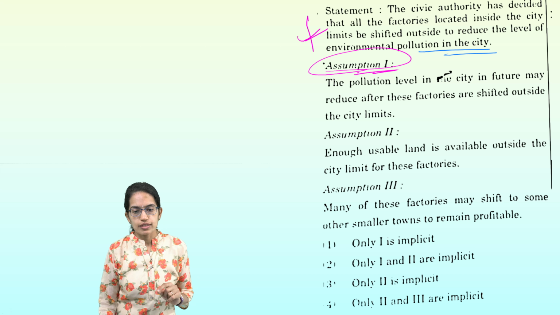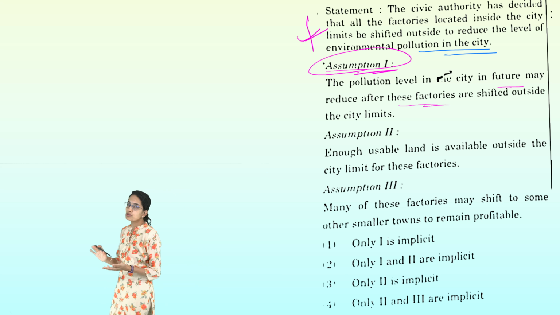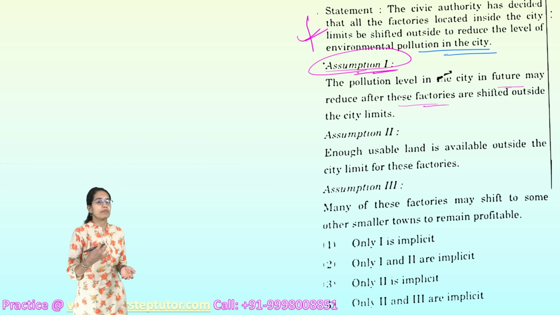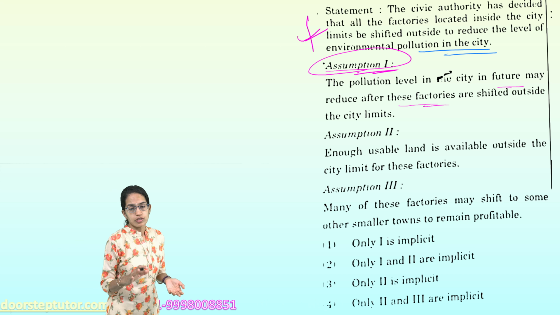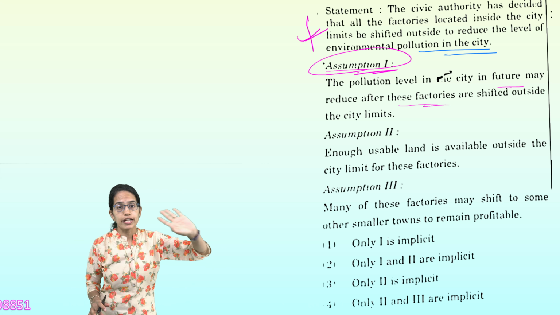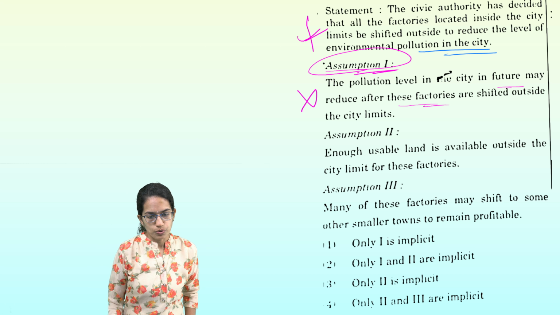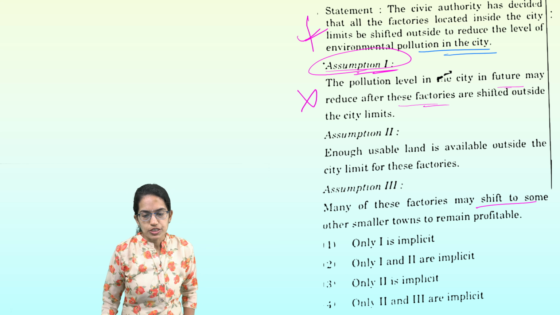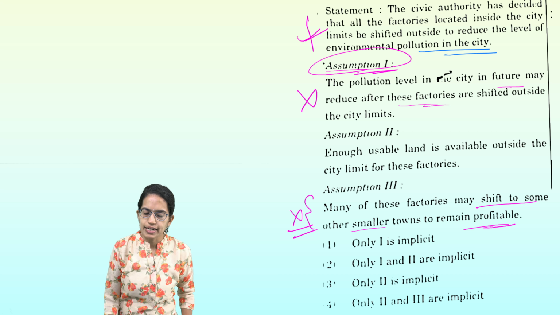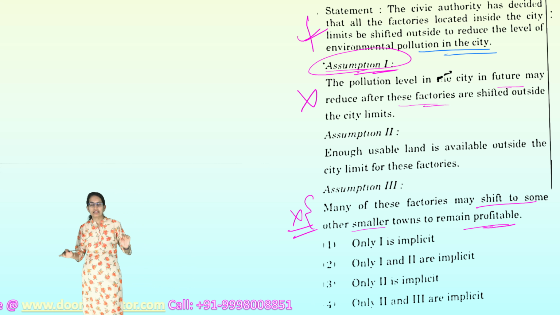Now if you say that in the future the pollution would reduce, it may or may not reduce, because we have not proved that the pollution is only because of the factories. It could be because of the traffic, it could be because of other phenomena. So we cannot say that if we shift the factories outside, by all means the pollution would reduce. So this assumption does not hold true. Many of the factories may shift to some smaller towns to remain profitable. Nothing has been implied like this, because the idea is to reduce the pollution within the city premises.